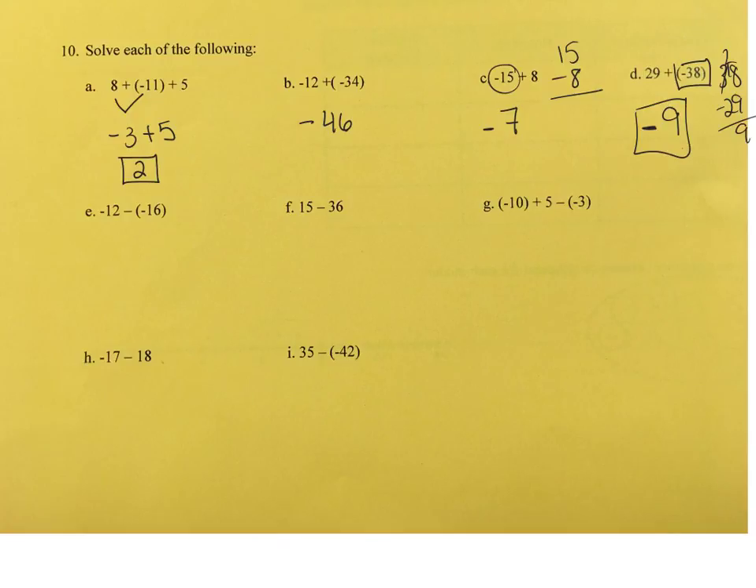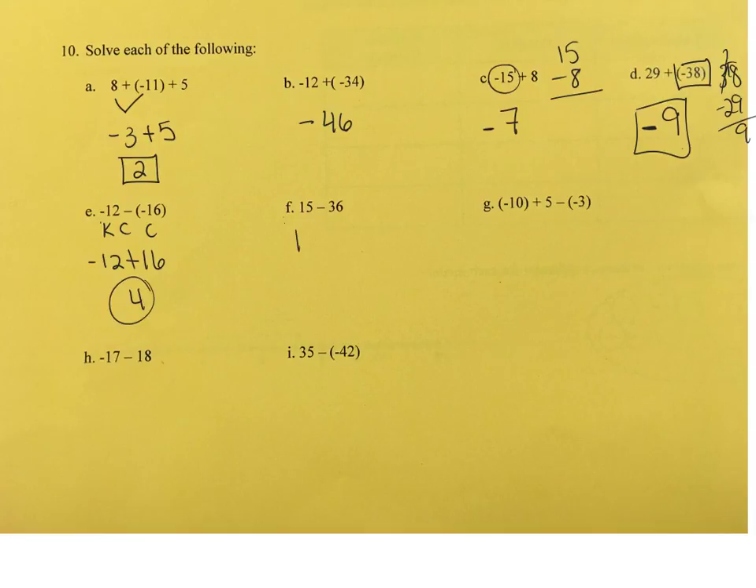So now we're at a subtraction one. Now we need to do the keep, change, change. So write it underneath, keep, change, change. So you have negative 12 plus a positive 16. And that's easy now. So it's just 16 minus 12, which is 4.